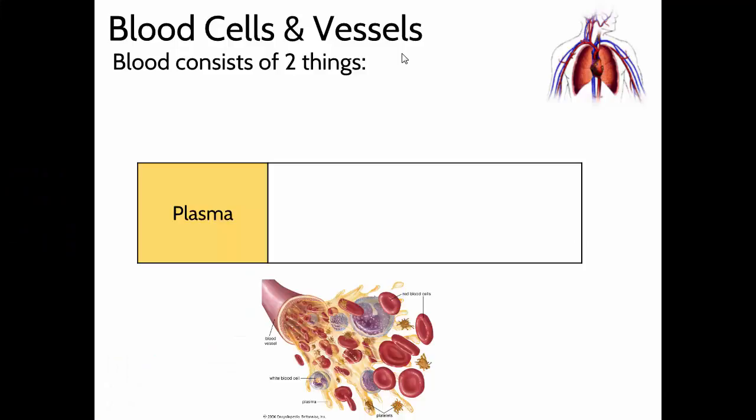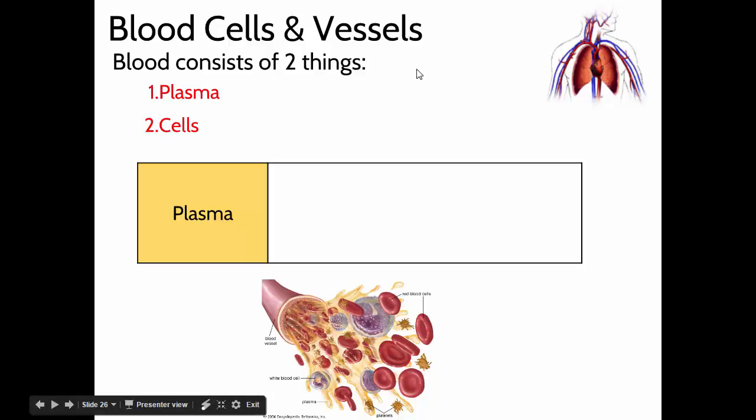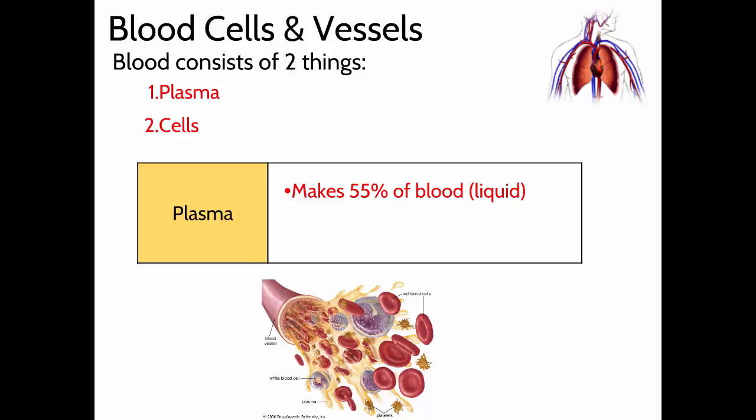All right, here we go. We're back. So, blood consists of two things. The plasma, which is the liquid portion of the blood, and then a bunch of different types of cells. So, plasma is most of our blood. About 55% of our blood is made of this liquid. And in that liquid is where nutrients are dissolved. Vitamins, minerals, glucose, things like that.